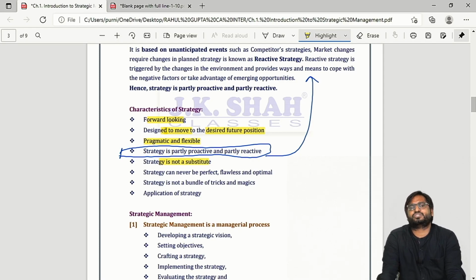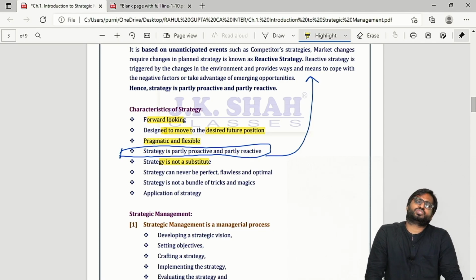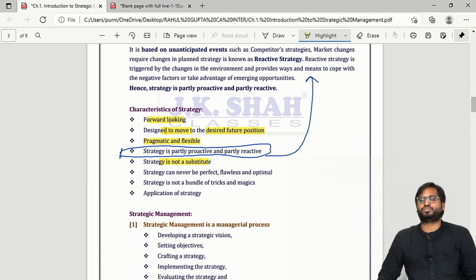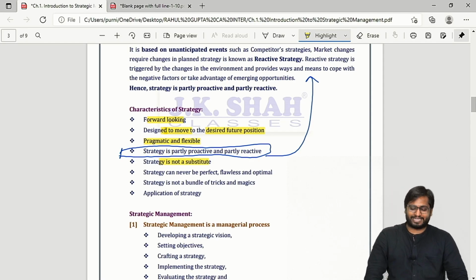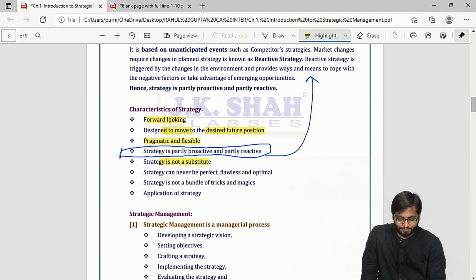You may have a strategy, but how will you execute that strategy? A good execution is also required. Who will help you in this execution? Your management. So just because you have a strategy, it doesn't mean that you don't require management. You require management. So strategy is not a substitute for sound, alert and responsible management.